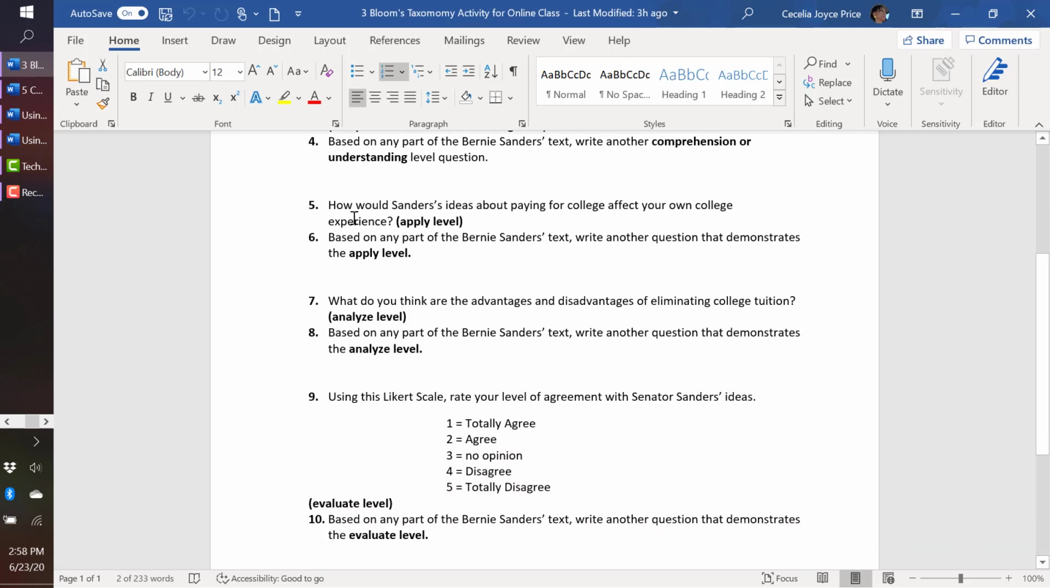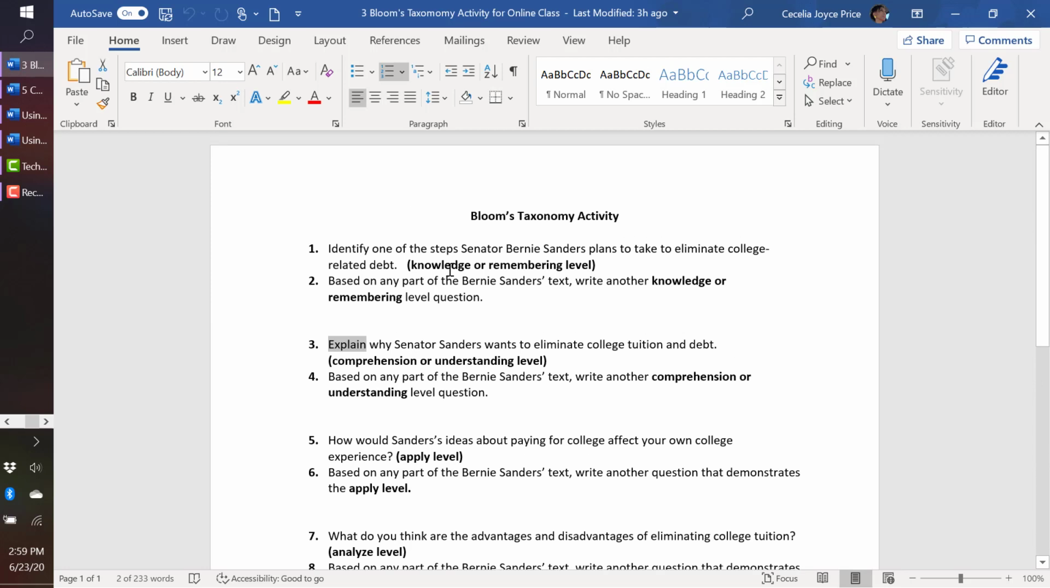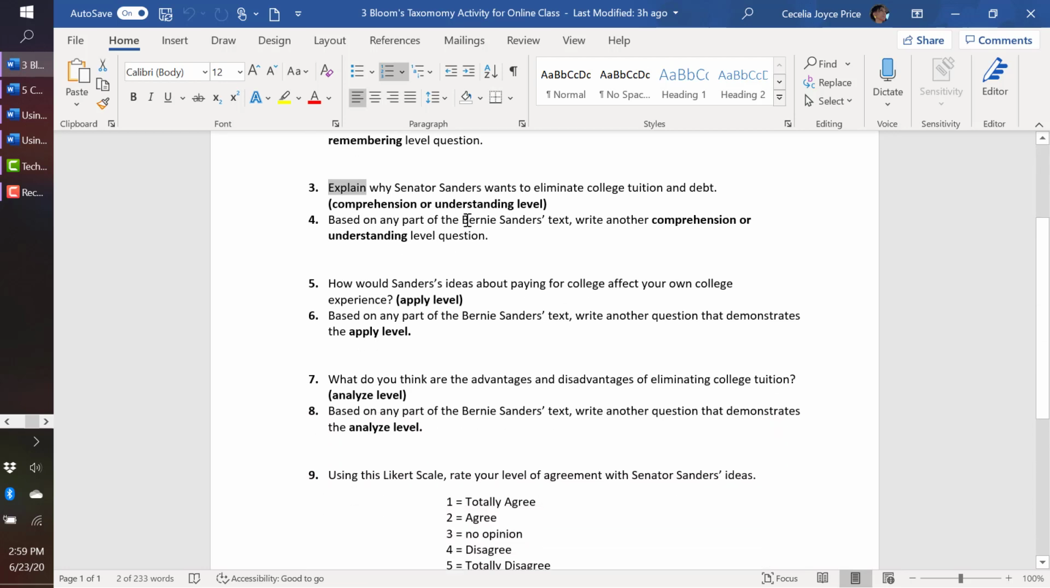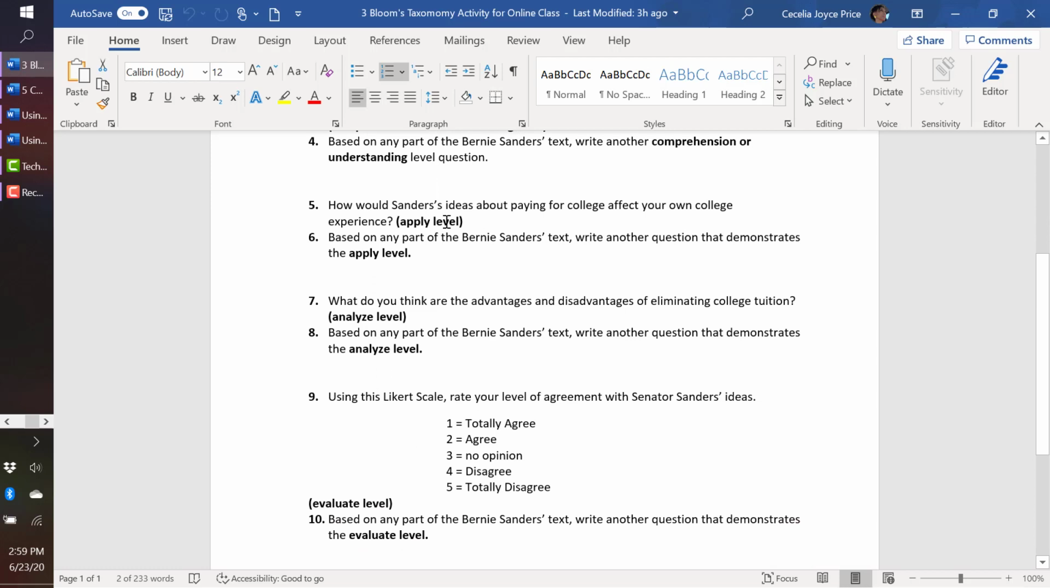Look at this question. How would Sanders' ideas about paying for college affect your own college experience? Oh, this is asking us to do something more than just repeating it, which is level 1, or just explaining it, which is level 2. Now it's asking us to apply it, taking a new concept and using it to perform a task. What task is it asking us to perform? We're going to see how Bernie Sanders' plan would affect our own college experience.